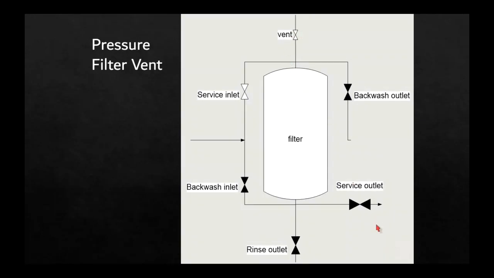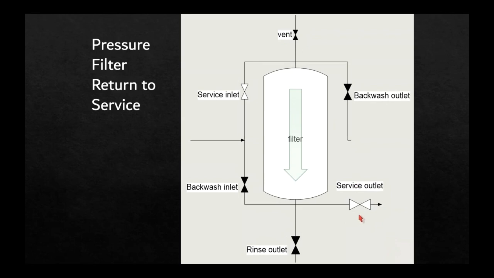We'll vent it, and then we'll close the vent, and then we'll open the service outlet, and we're back in action. So that is a service run from beginning to end. And what we should notice at this point is our delta P would be considerably less.